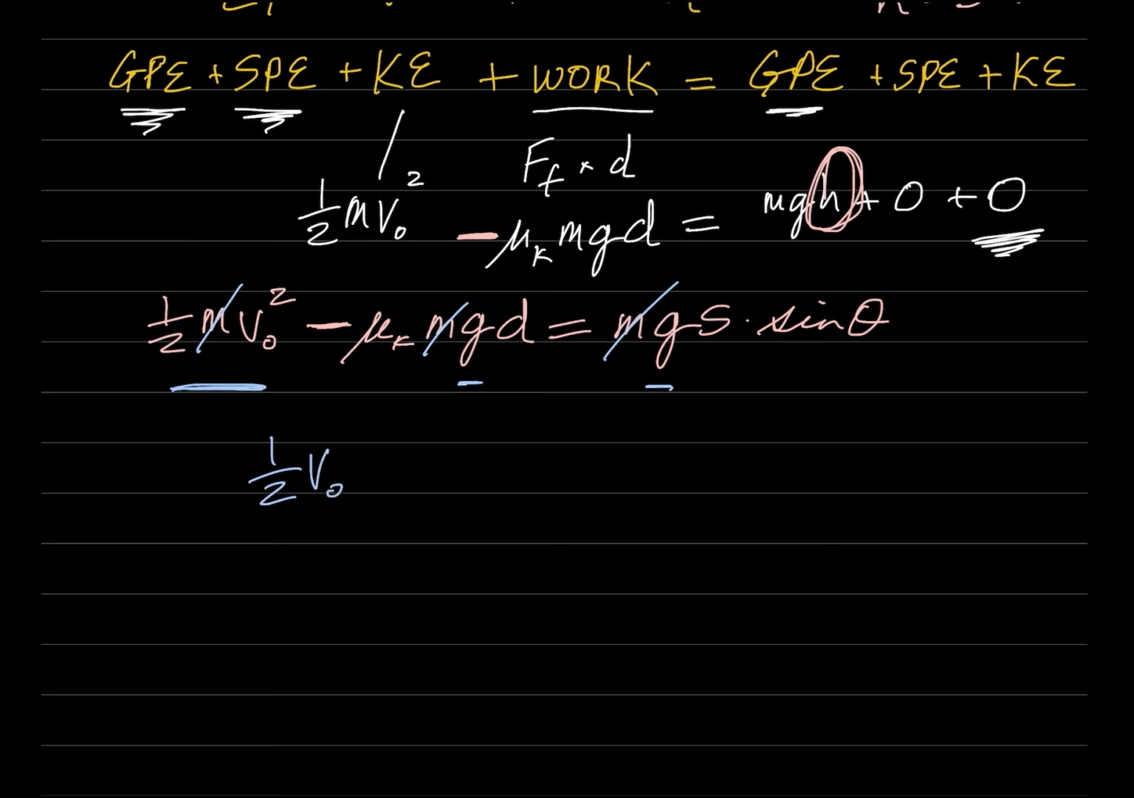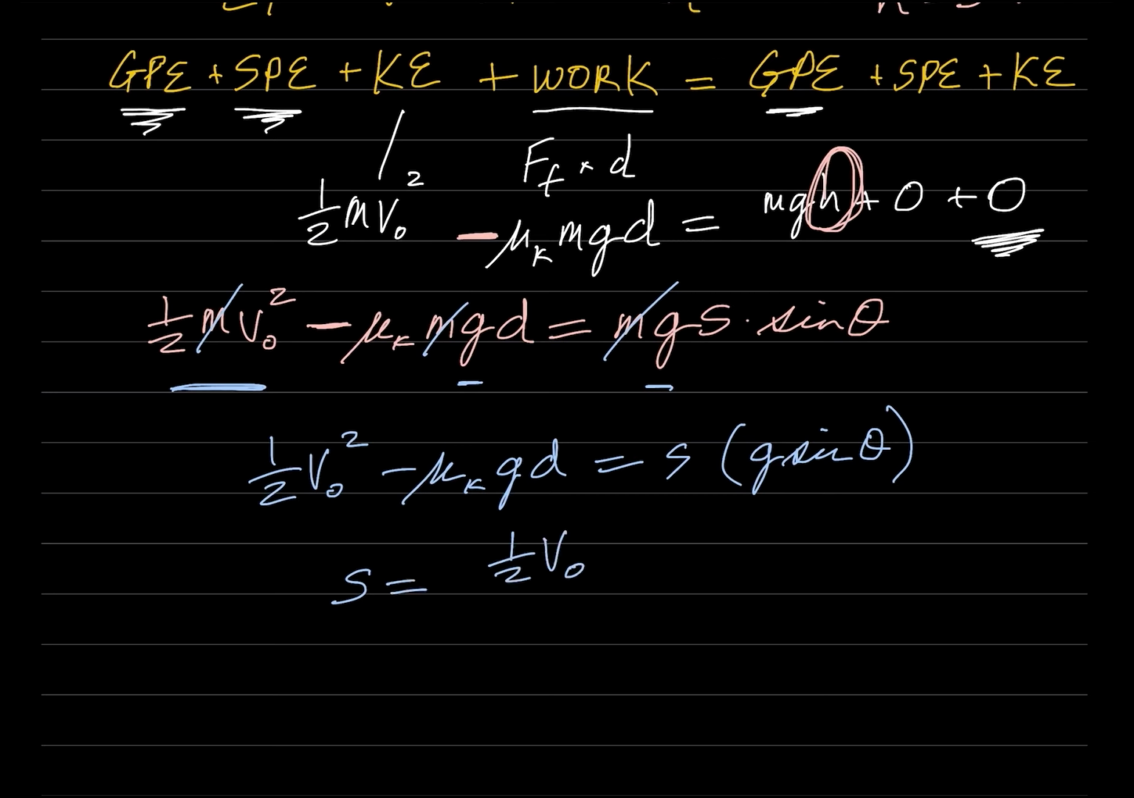1/2 v sub naught squared minus mu sub k g d equals s times g sine theta. And we have s equals (1/2 v sub naught squared minus mu sub k g d) all over g sine of theta. And it's just like every other problem. It's a little bit of understanding and then some 8th grade algebra.